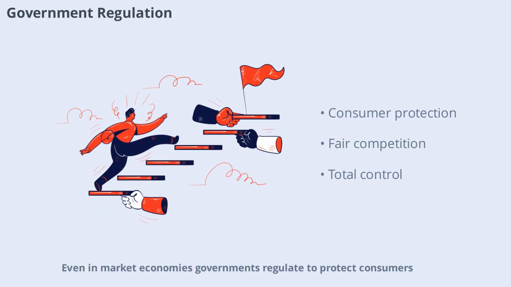Even in market economies, governments regulate to protect consumers, ensure fair competition, and address market failures. In command economies, regulation is total, as the government controls all aspects of production and distribution. The degree of regulation shapes economic outcomes.